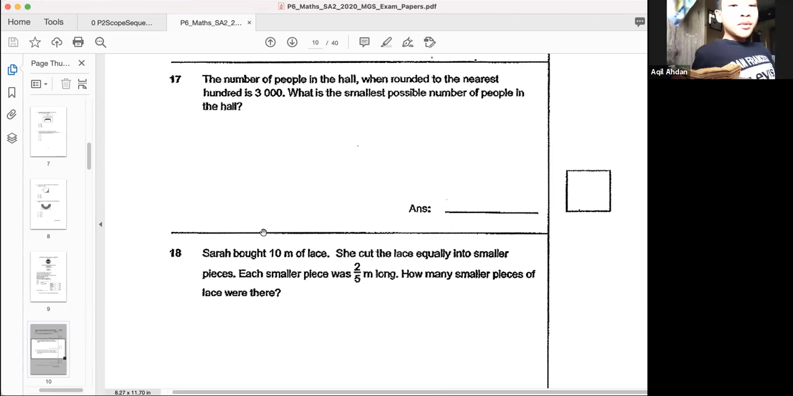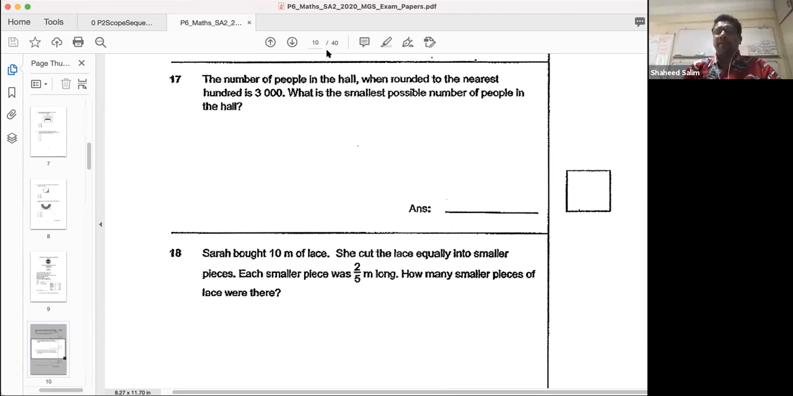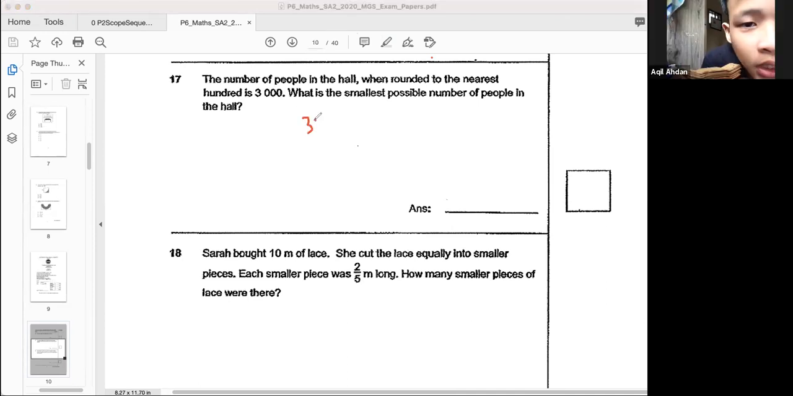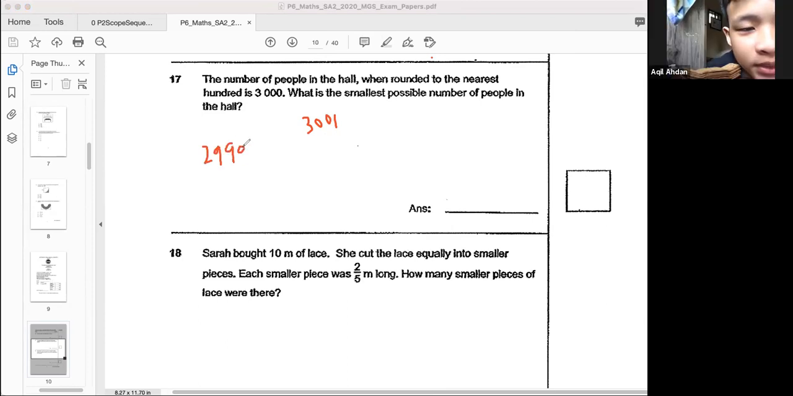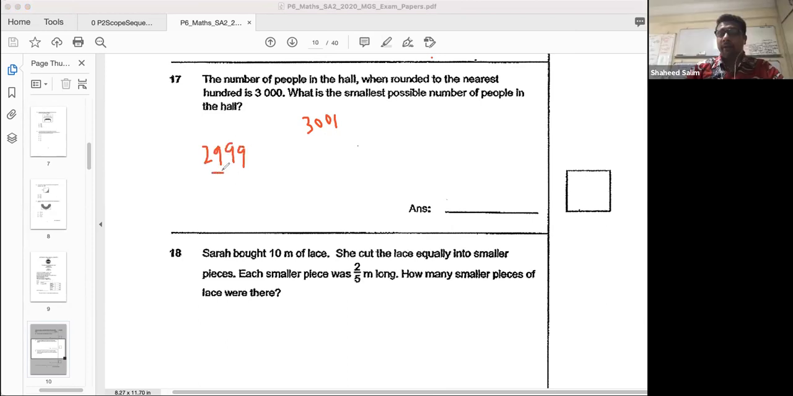Like, nearest. What do you mean? Okay, now let's say you say the smallest number is 3001, right? If I convert to the nearest 100, yes, you get 3000. But if I put the number as 2999, it will go up. Okay, because nearest 100, you underline the 100. Look at the next number.